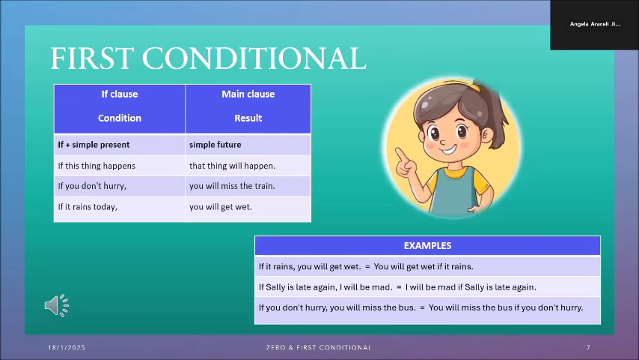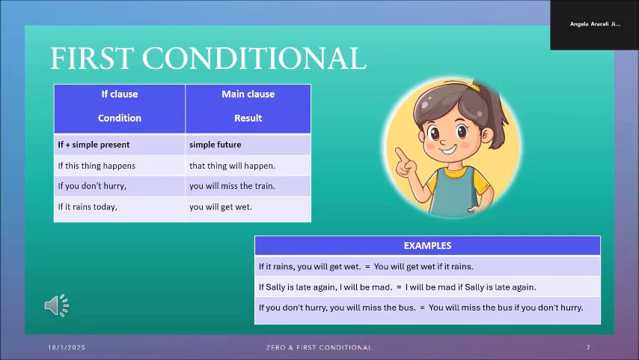The first conditional is used to refer to the present or future where the situation is real. The first conditional refers to a possible condition and its probable result. In these sentences, the if clause is in the simple present and the main clause is in the simple future with will. For example, if you don't hurry, you will miss the train.